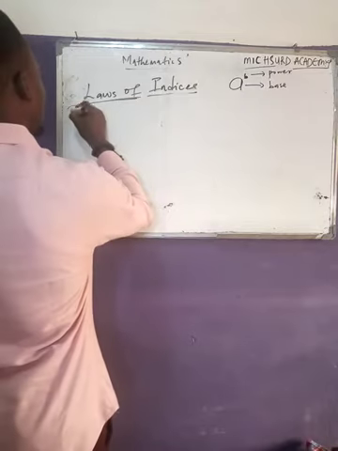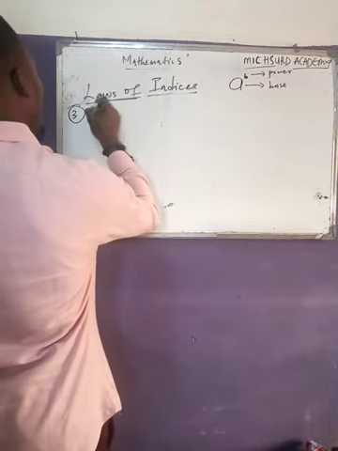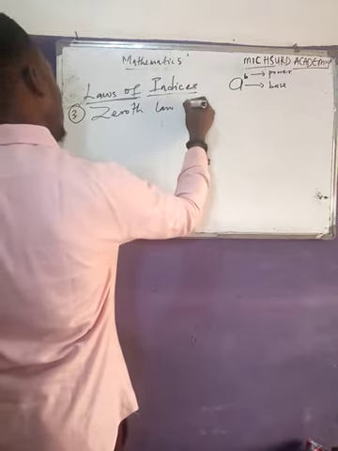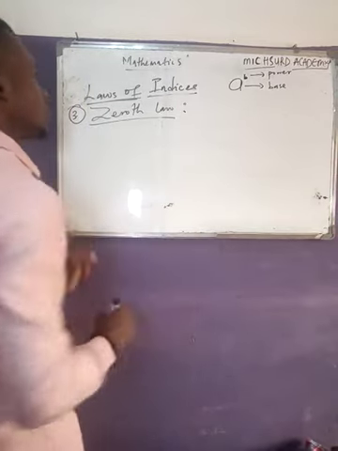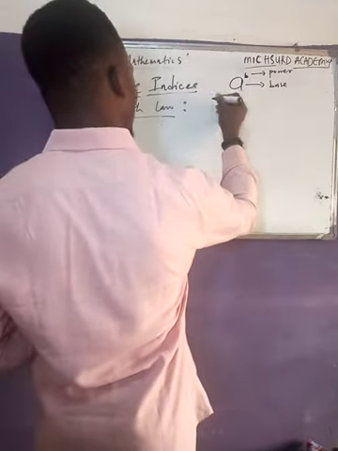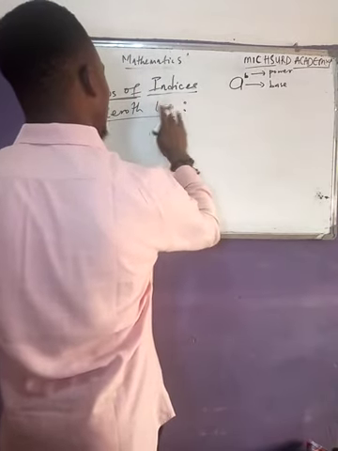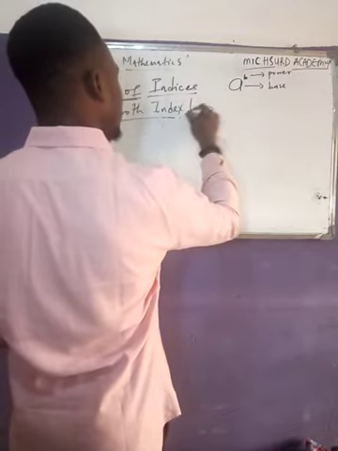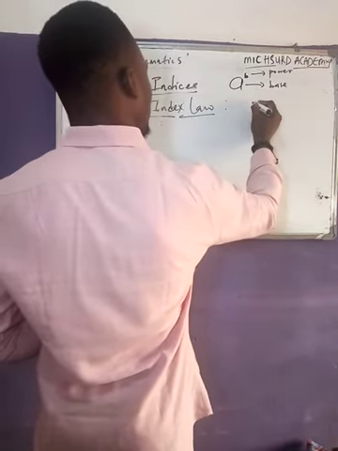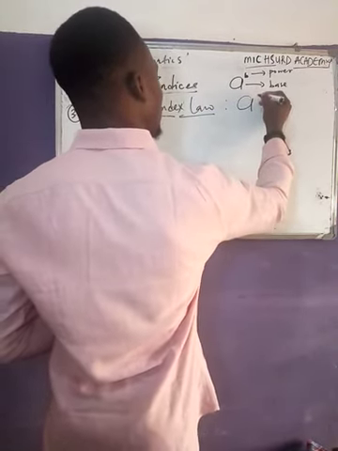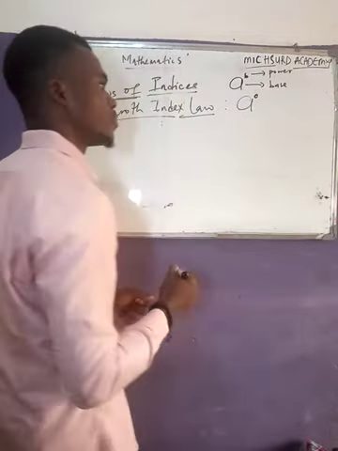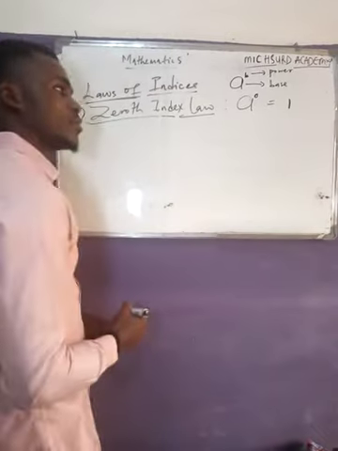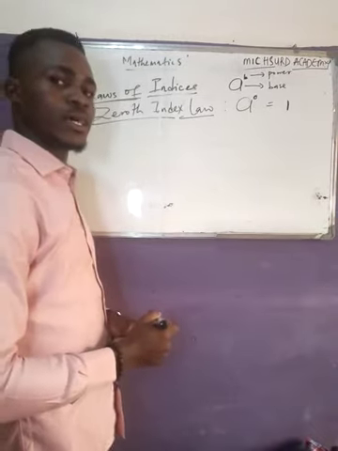So for the third law, we have the zeroth law. Now, what does the zeroth law say? If a, or you can call it the zeroth index law, I think that is better. So that if you have a base a raised to power 0, it is automatically what? 1. Are we together? Alright.